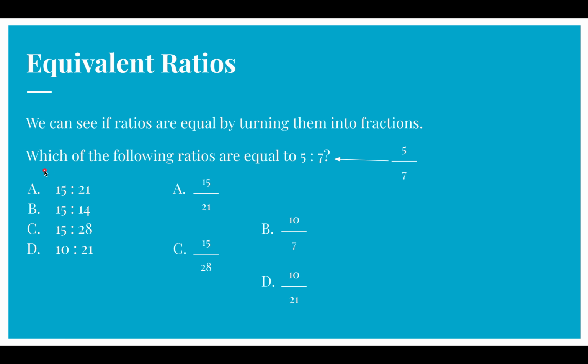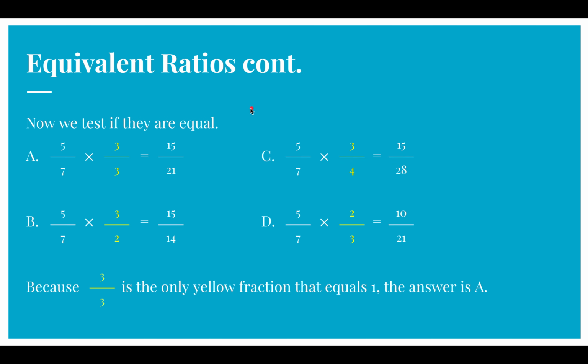For example, we're going to solve this problem. Which of the following ratios are equal to 5 colon 7, which we can turn into 5 over 7. And these are our four answer choices, which we've turned into fractions here. We have 15 over 21, 10 over 7, 15 over 28, and 10 over 21. Now we test if they're equal.